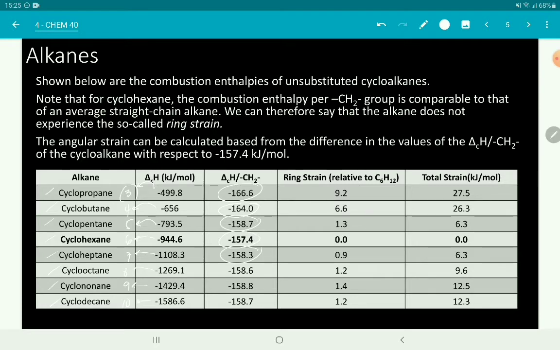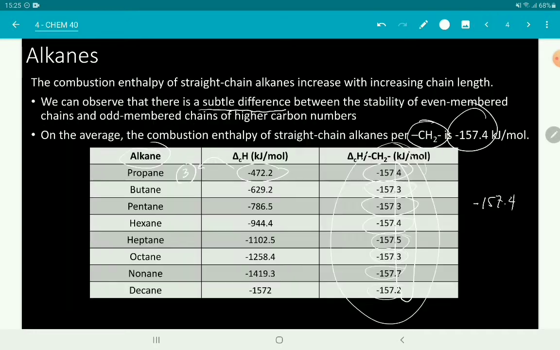Pansin nyo, hindi siya nag-range dun sa negative 157 to negative 157.7, which is shown here. So, ang range nito ay negative 157.3 to negative 157.7. Okay? Yun lang yung range niya. Yan yung range ng values kapag open chain.